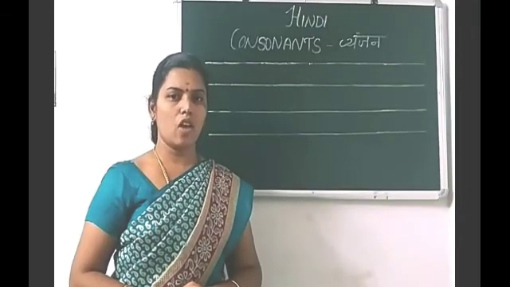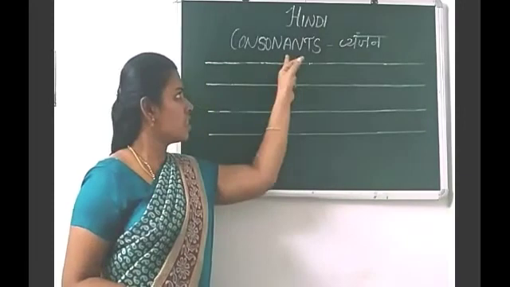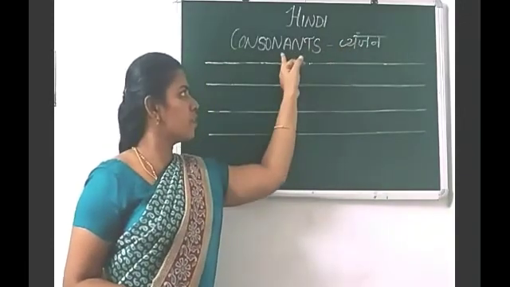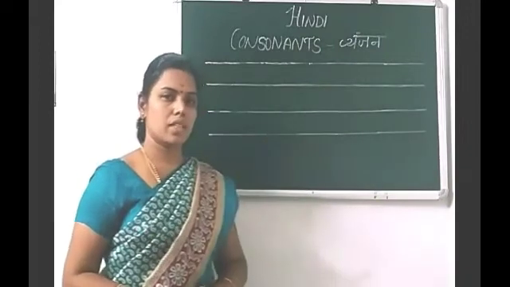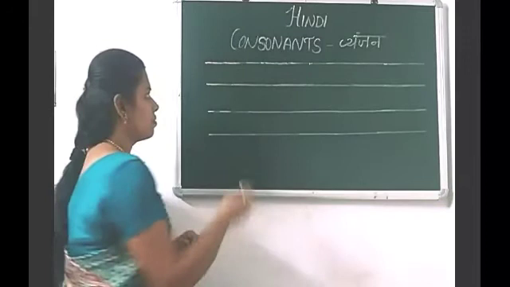Children, now we can see how to read and write Hindi consonants first line. Consonants means Vyanjan. First letter Ka. How do you write Ka?